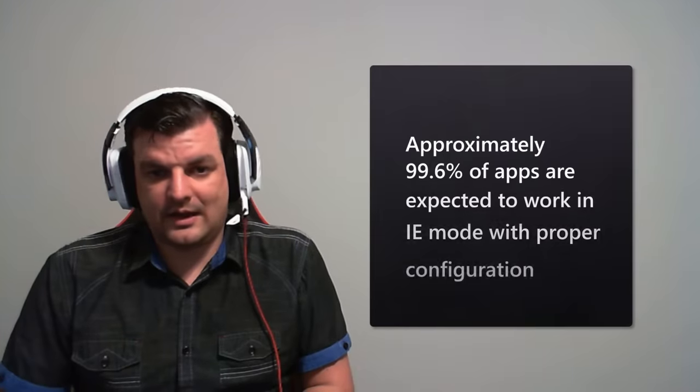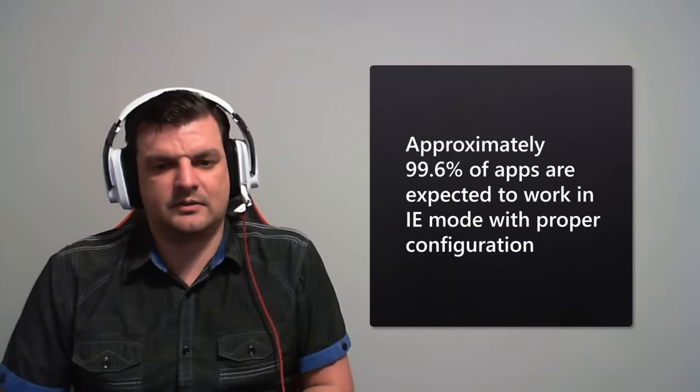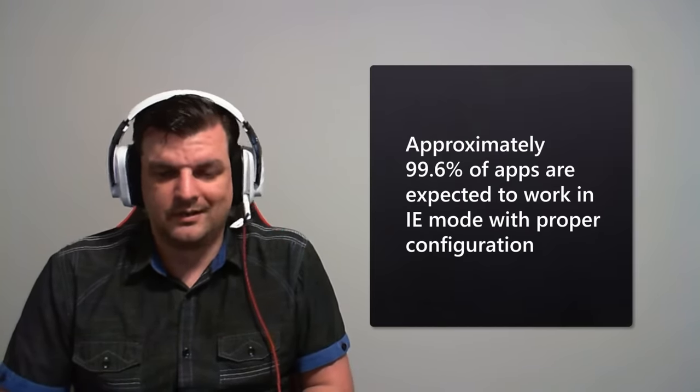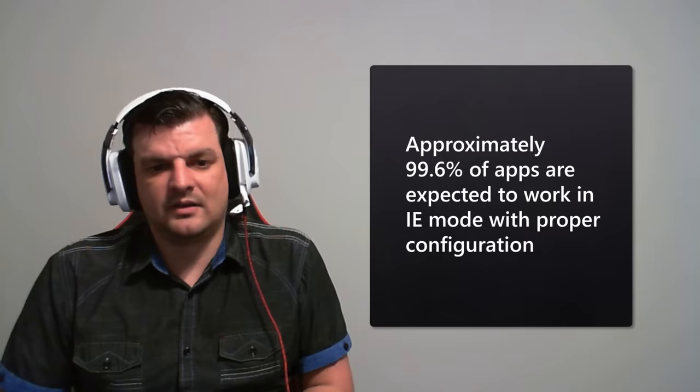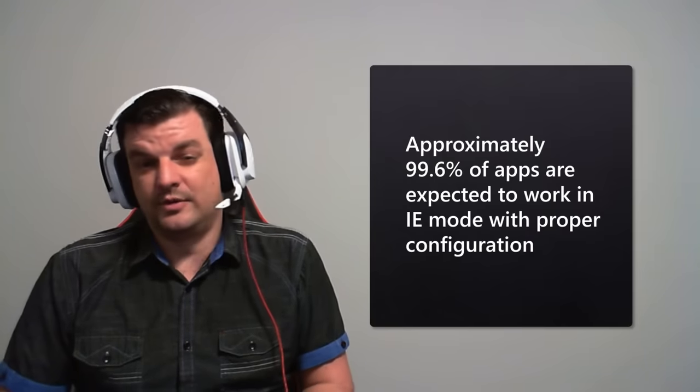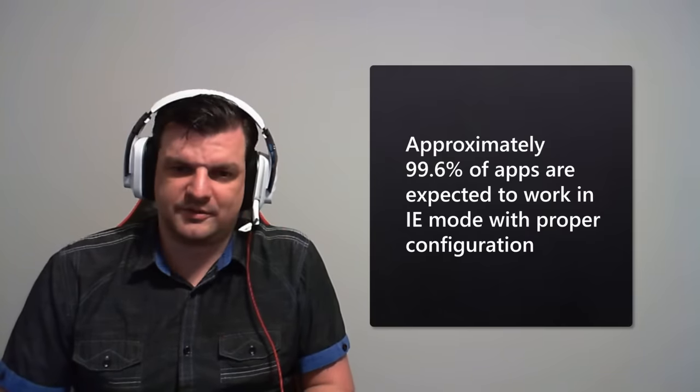So after working with over 600 customers on over 1,500 browser-related cases in Aperture, we've seen a few patterns. First, compat rates for apps and sites transitioning from IE11 to IE mode in Microsoft Edge are extremely high. Around 99.6% of apps are expected to work with proper configuration. Speaking of that proper config piece, there are a couple items that we've seen leading to a majority of issues, so let's take a look at those.